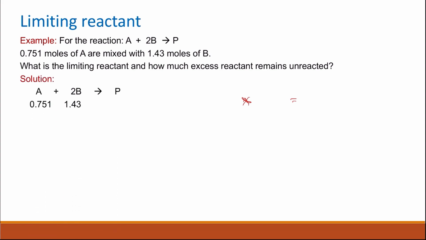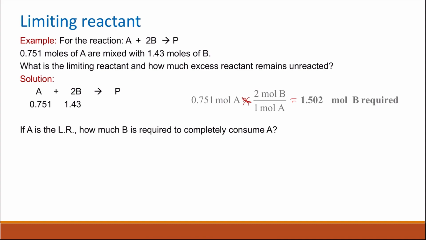To answer this question, you need to write your balanced equation and then find out, if A is the limiting reactant, how much B will be required to completely consume A. Of course, we will need double the moles of A. So we will need 1.502 moles of B so that all the A will be consumed. But we only have 1.43 moles of B.